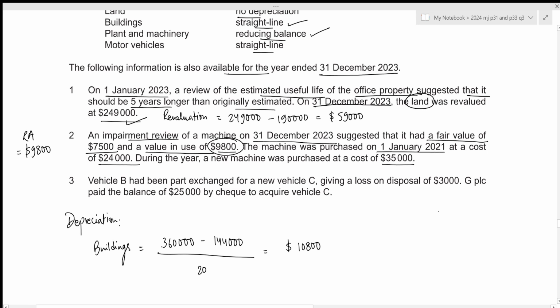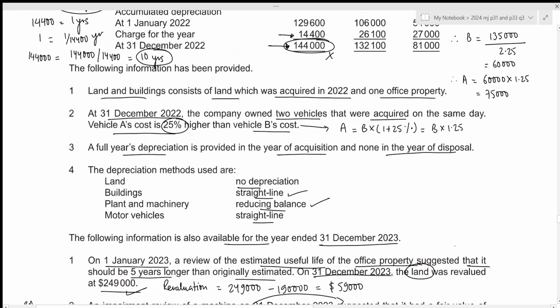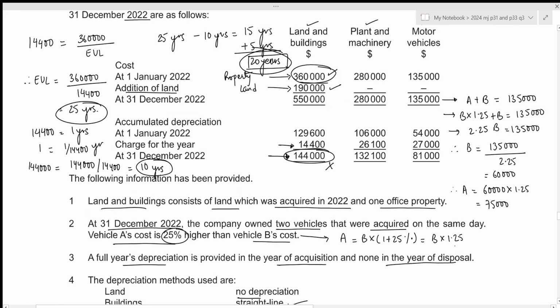So let's just create a timeline here. This was purchased in 2021. We used it for 2022. Now we're trying to calculate its value for the year 2023. And this impairment was made at the end of the year. Okay, the cost of the machine was 24,000. Let us calculate the depreciation charge for the first year. That will just be the cost times the rate. And in this case, the rate is not given. So we need to calculate the rate using the given information above.